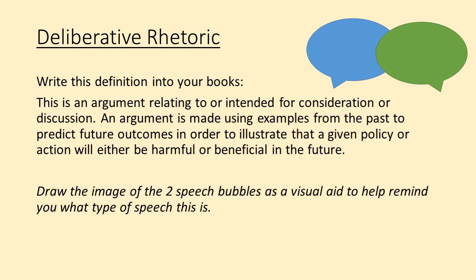An argument is made using examples from the past to predict future outcomes in order to illustrate that a given policy or action will either be harmful or beneficial in the future. After you've written this definition into your book, I would like you to draw the image of the 2 speech bubbles as a visual aid to help remind you what this type of speech is.